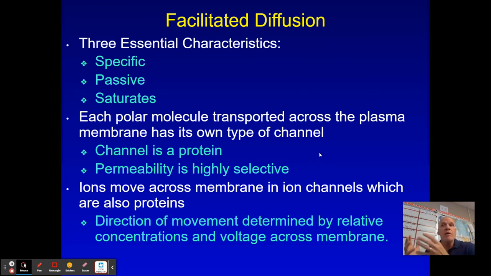It's passive. So facilitated diffusion, once again, does not require energy, and you're going from a high concentration to a low concentration, not the opposite way around.